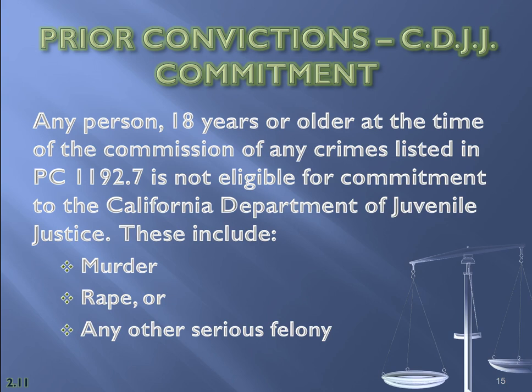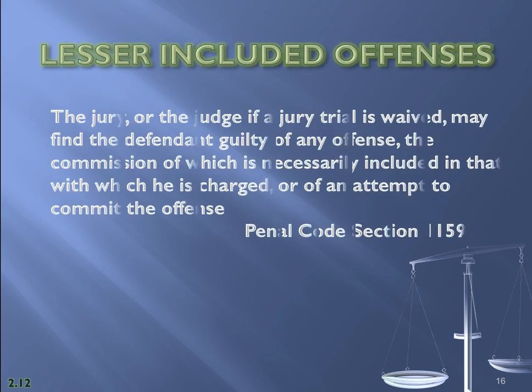Any person 18 years of age or older at the time of the commission of any crimes listed in Penal Code 1192.7, so there's a certain list of crimes there, and they're usually the more serious ones, is not eligible for commitment to the California Department of Juvenile Justice. So what they're saying is if you're 18 years or older at the time that you committed a murder, you're not eligible to be put in juvenile hall. Does that make sense? And there are some other crimes listed in there, but these are some of the other reforms that have been coming out of what we're doing.